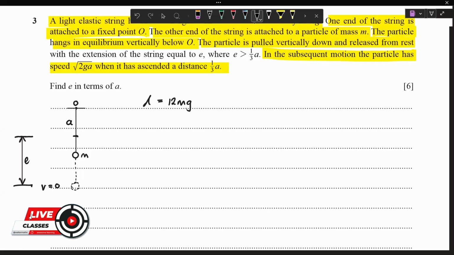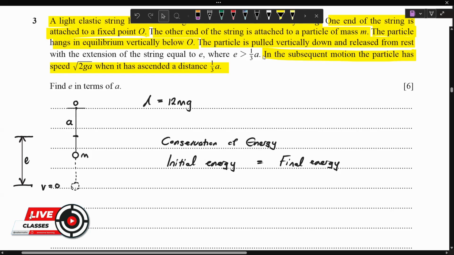But what we're going to make use of is the concept of conservation of energy. According to this concept, in simple terms, the initial energy should be equal to the final energy. This is a very simple way to understand the principle of conservation of energy. The energy we have at the initial point is equal to the energy we have at the final point or instance. Let's start with the initial point.